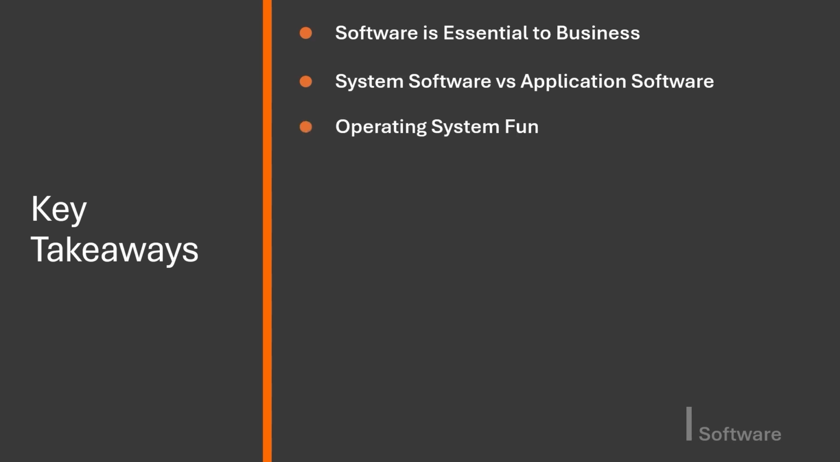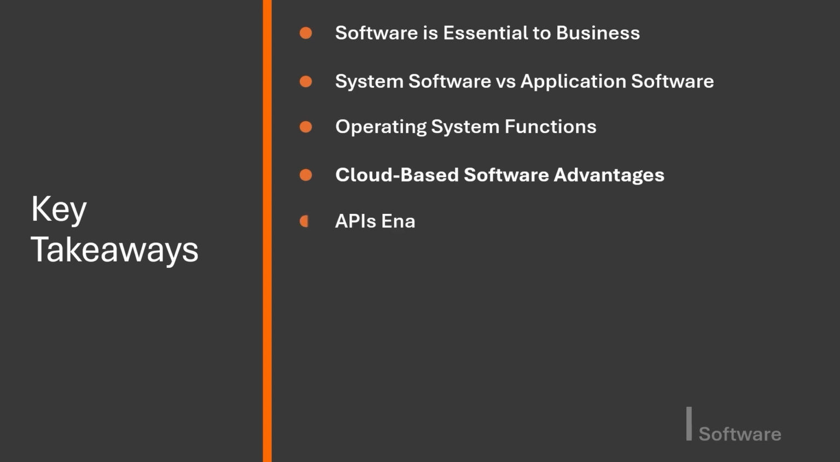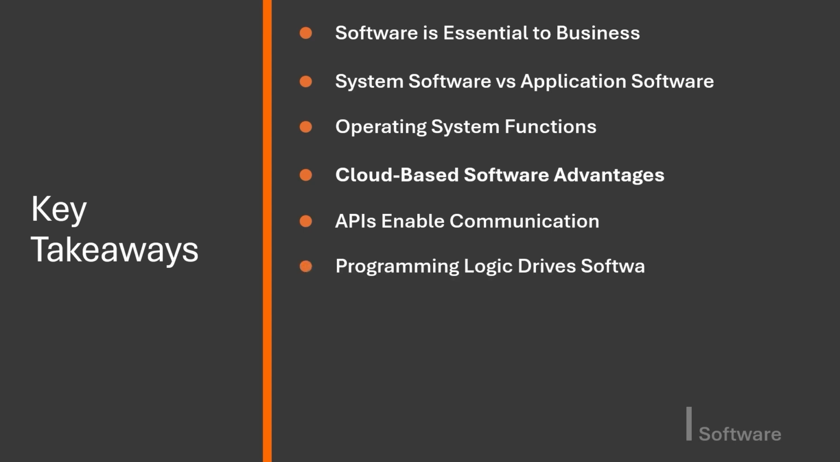The operating system manages processes, memories, files, user interfaces, and security for smooth computing. Cloud-based software offers flexibility, cost savings, and remote access, making it ideal for modern businesses. APIs allow different software systems to interact, improving efficiency and enabling seamless integrations. Software is built using code which instructs computers on tasks from simple to complex operations.